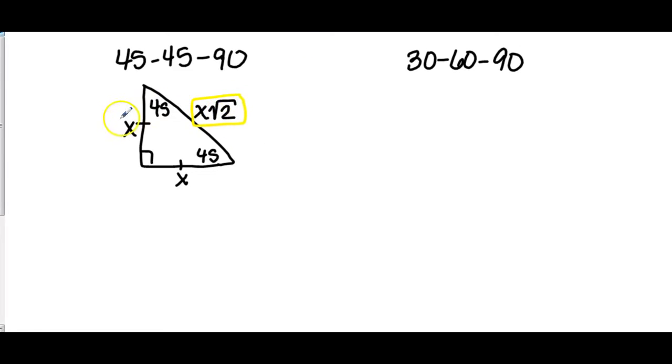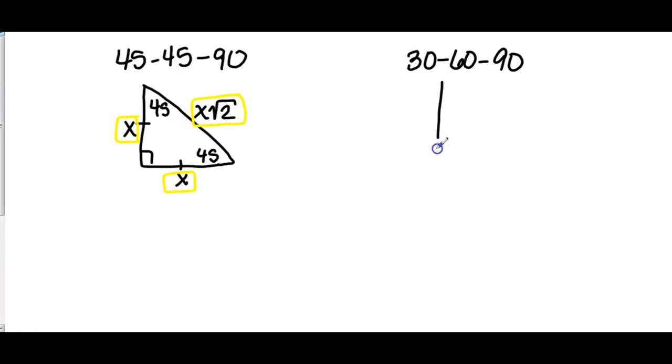If you have a highlighter, that would be great. Again, I use boxes only because if you choose to print this set of notes off of Google Classroom, if I highlight it, it won't print right. So whatever I highlight or put in a different color, please do the same in your notes. So that covers our 45, 45, 90.